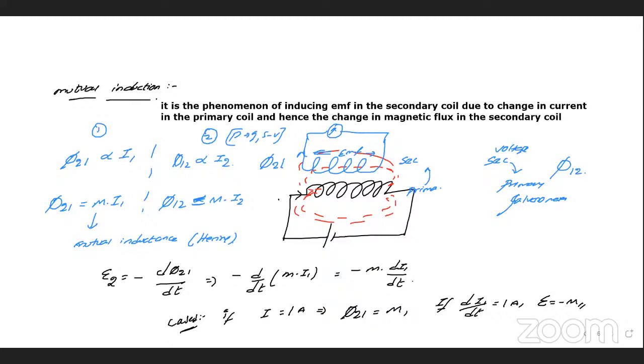Okay, next one. Here we are going to discuss the relations in terms of your mutual inductance and your permeability. Let's see the relations. So make a heading: mutual inductance of two long coaxial solenoids.